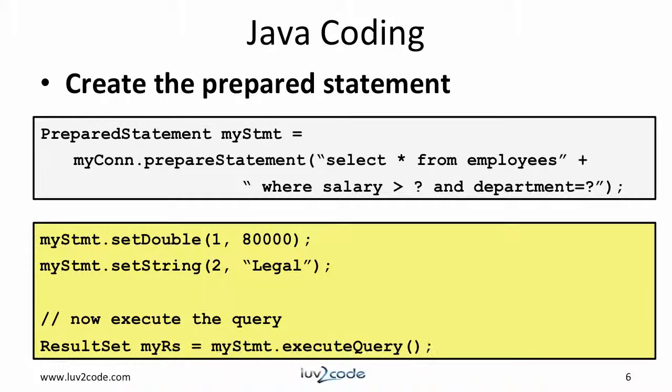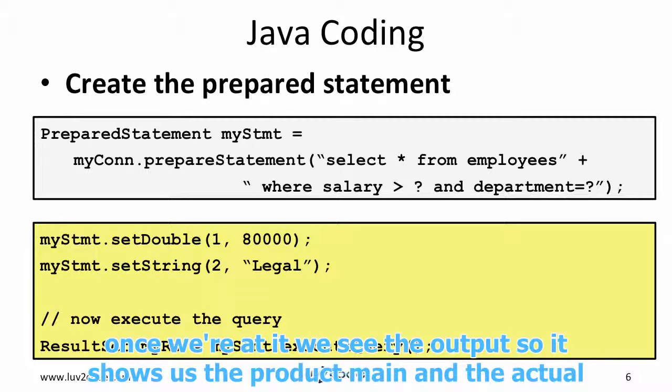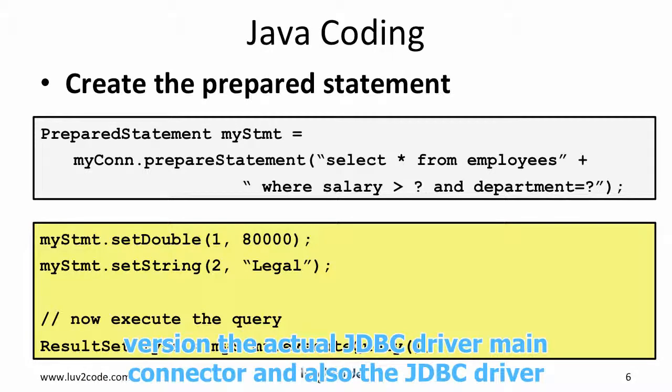Here we set the parameter value for salary and department. Then we execute the query by calling execute query. That's it. It will return a result set, and we can process that result set in its normal fashion. Notice there's no need to provide the SQL since it was already provided earlier when we created the statement.